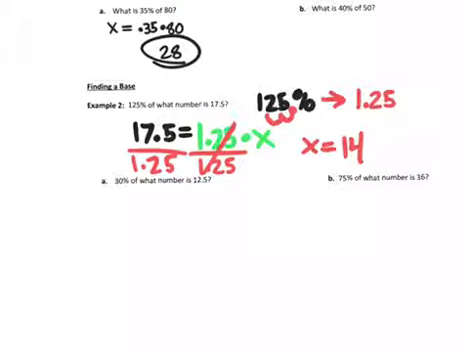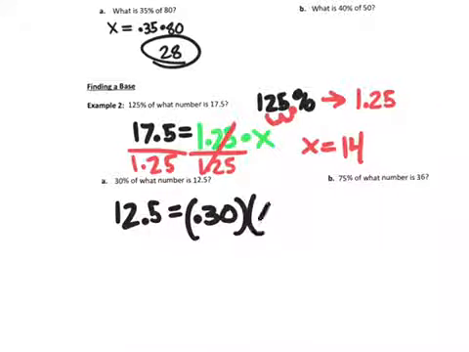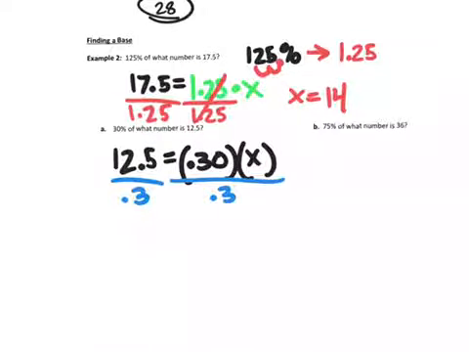Okay, let's try another one here. 30% of what number is 12.5? So it says is 12.5. So 12.5 is, with the equal sign, 30% as a decimal is 0.3 or 0.30 if you want to think of it like that. And then we're searching for that number. So I'll divide both sides by the 0.3. So 12.5 divided by 0.3. When I do it, I get on my calculator 41.666 repeating on and on.